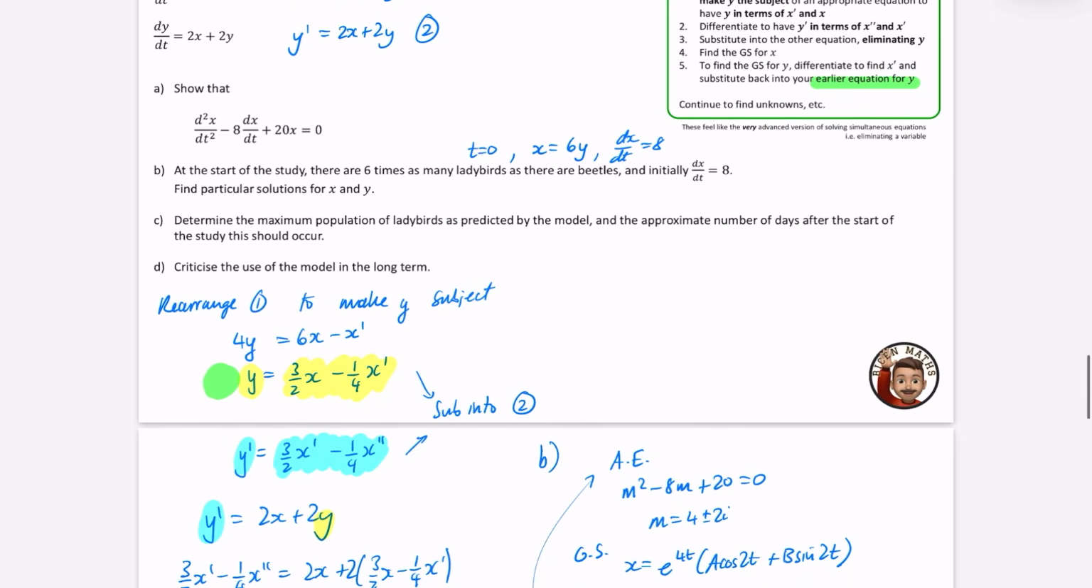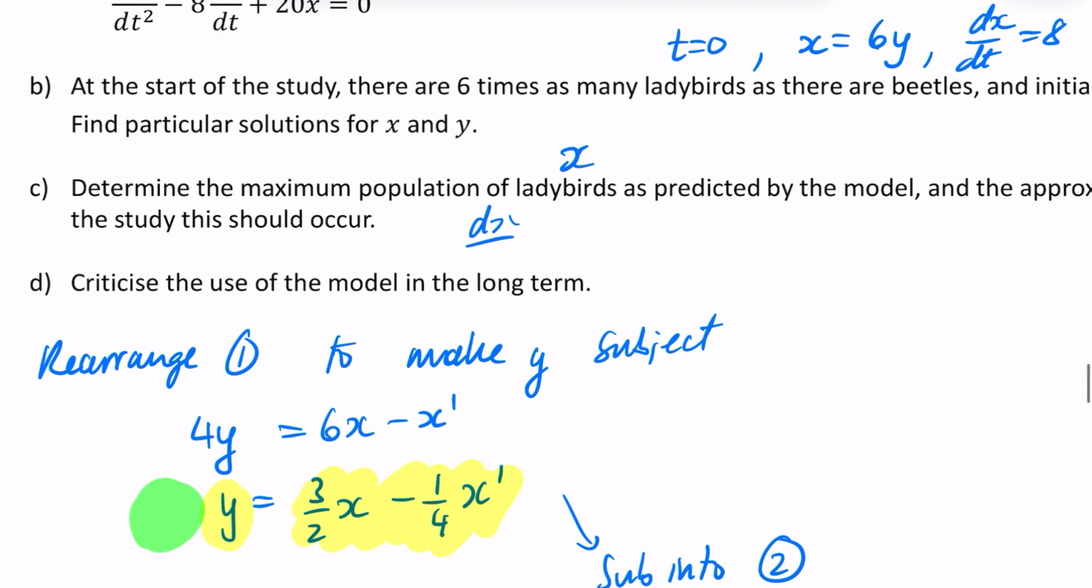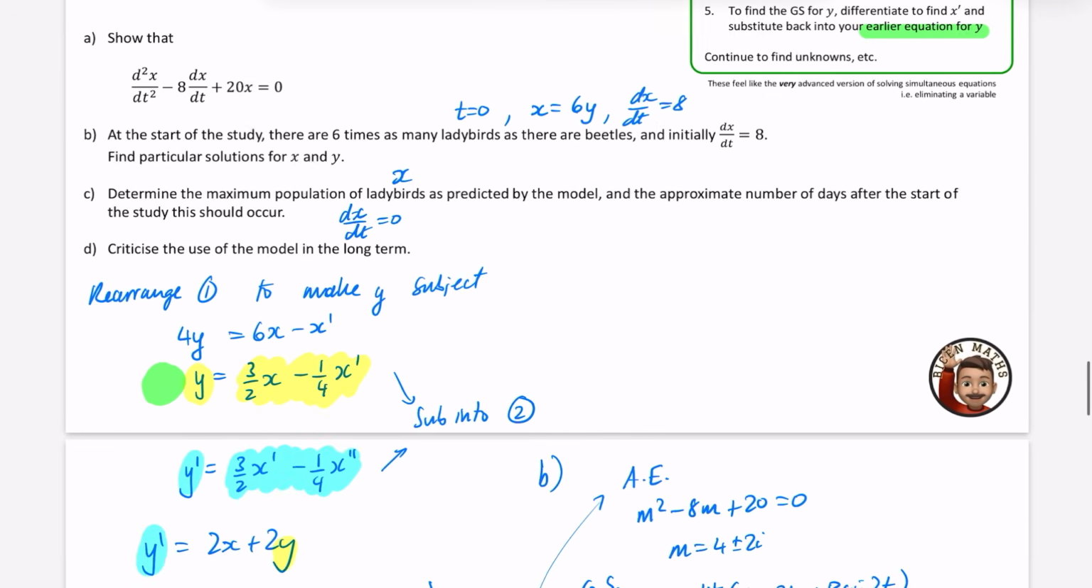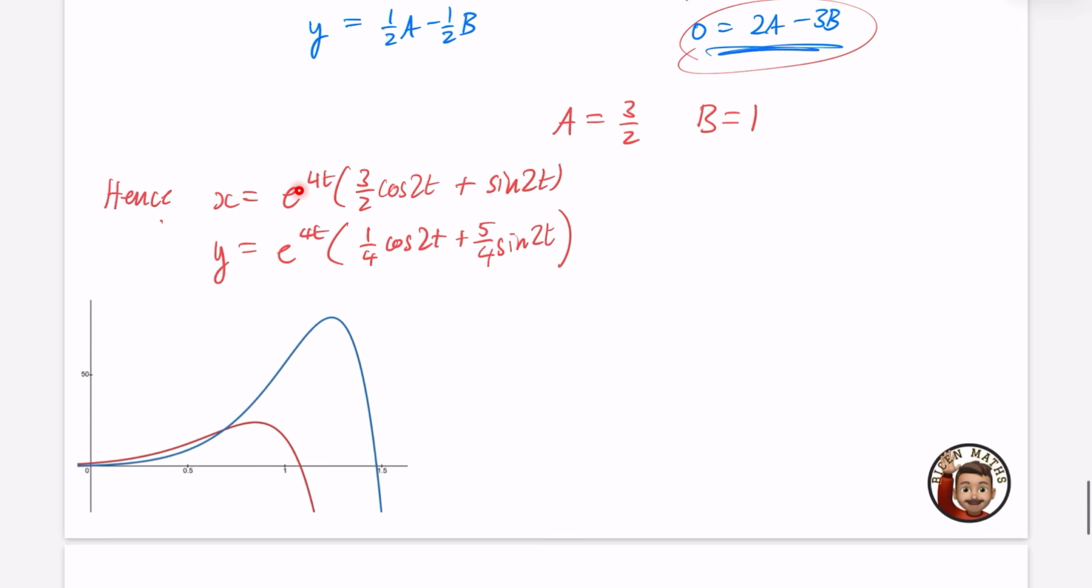So for part C, we are going to determine the maximum population of ladybirds. Well, we know that maximum is to do with you differentiate and set it equal to 0. So when we're looking for this maximum population of ladybirds, we'll be saying that dx/dt will be equal to 0, as predicted by the model, and we're going to find the approximate number of days after the start of the study that this maximum should occur. Now I've plotted these graphs. These are the two graphs that we have here. I'll discuss those later on.